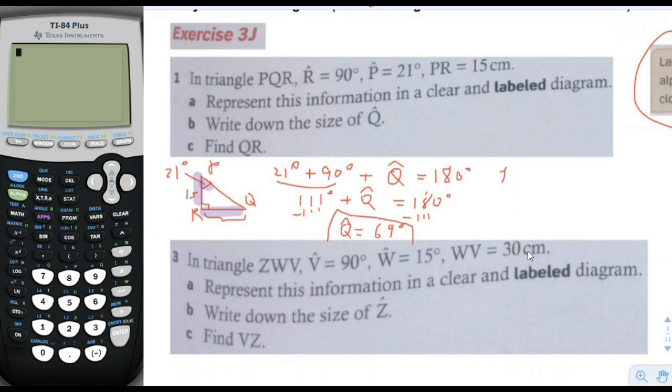We could say that the tangent of 21 degrees, and the reason why we're using tangent and not sine or cosine is because we don't know the hypotenuse, and we don't want to know the hypotenuse, so we're not going to use sine or cosine because both have hypotenuse. So we're going to use tangent of 21, and the opposite in this case is going to be QR, which we don't know yet, but we want to know, and it's going to be divided by 15. So now we're going to say QR is equal to 15 times the tangent of 21 degrees.